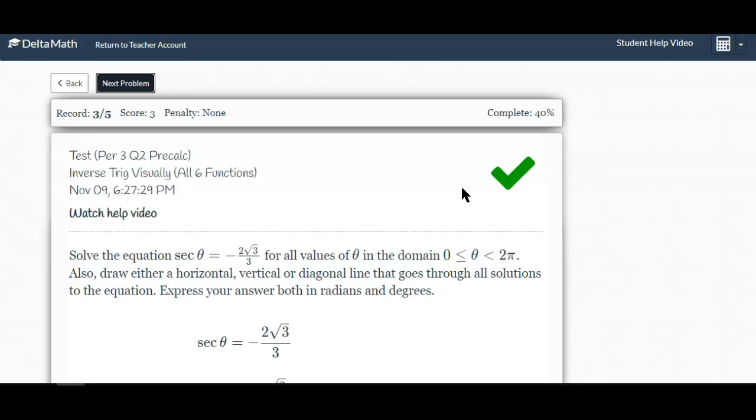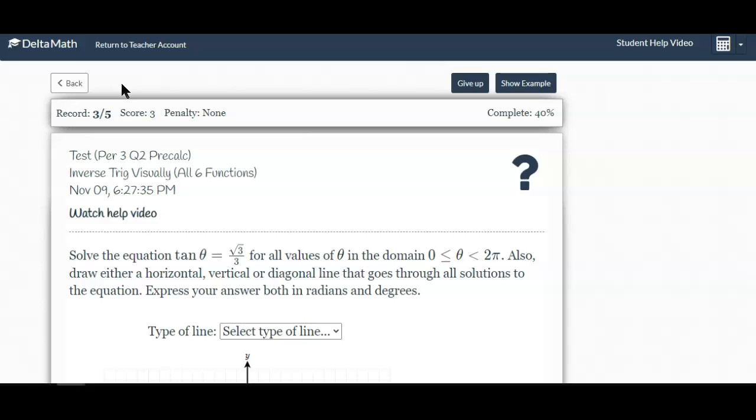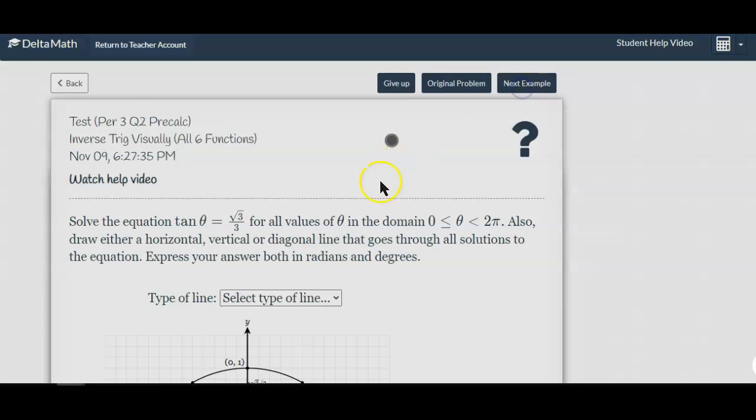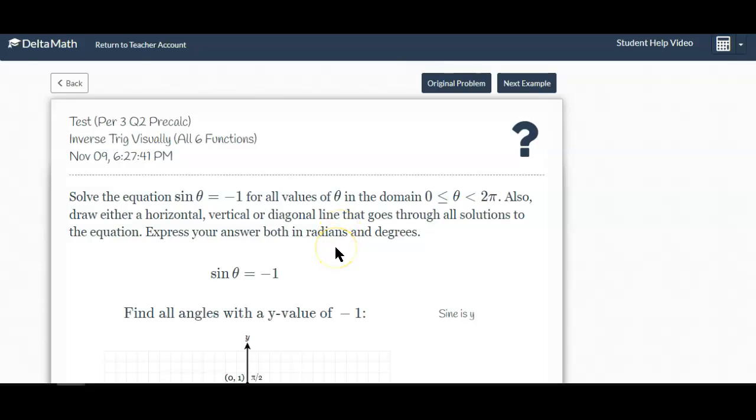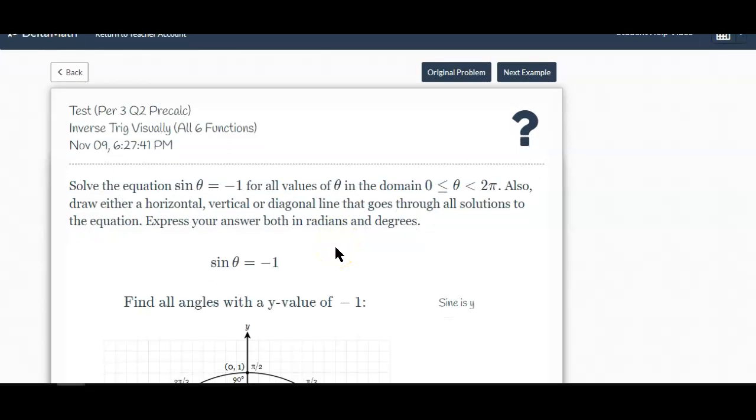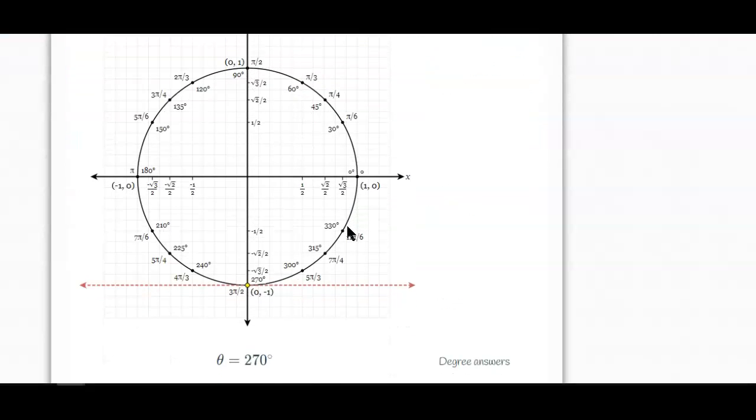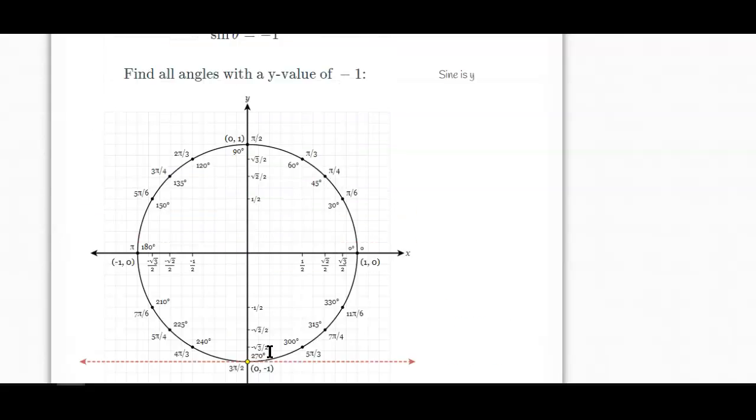All right. We got that one right. I'll see if the next one happens to be a horizontal line. It's not. I don't want to do this one. Is there an example? Here's a sine one. The sine is -1. This is a weird one, guys. This is just an example, but the sine is -1. That means you need a horizontal line for -1. That would be clear down here, and the only answer would be 270 or 3 pi over 2.